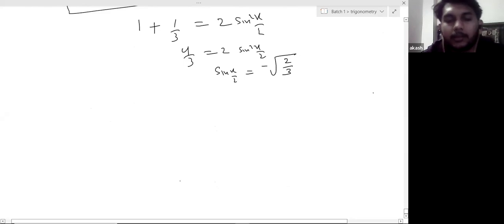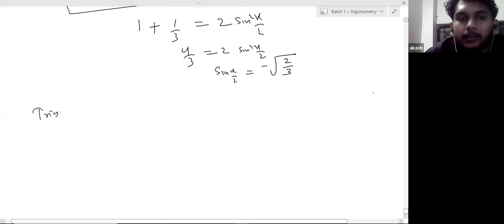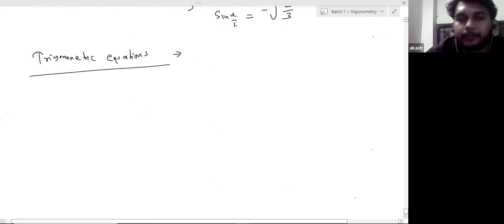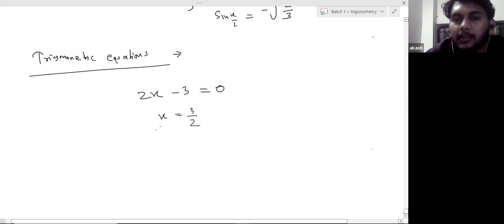Okay, this is all for trigonometry, main formulas and everything. All right. Now, trigonometric equation. All right. What are trigonometric equation and how to solve them? If you take any equation, suppose I take 2x minus 3 is equal to 0. All right. What do we say this solution of this equation is? We can find by x is equal to 3 by 2. We say x is equal to 3 by 2 is a solution for this equation.